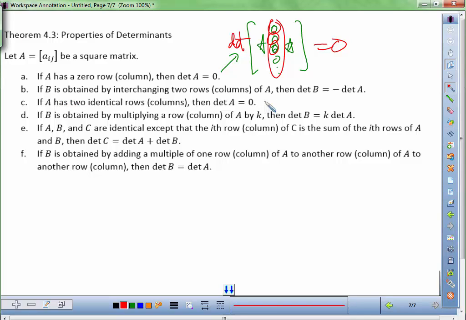If you exchange two rows or two columns, it turns out that the determinant of B will be the negative of the determinant of the original matrix. Can we do more than one row interchange? Well, let's put it this way: if you do one interchange, then it'll be negative. If you do 2 interchanges, then it'll be positive.